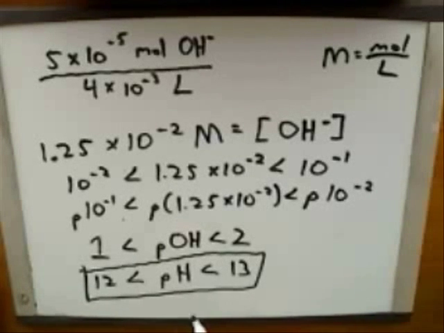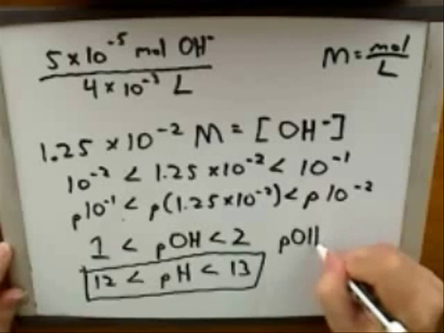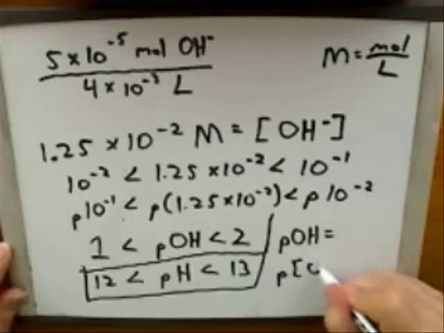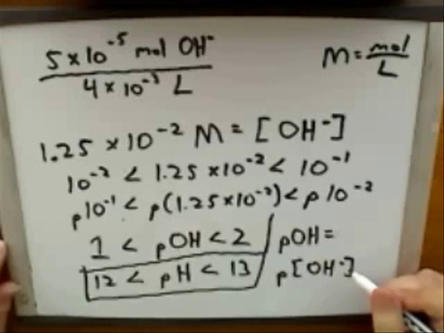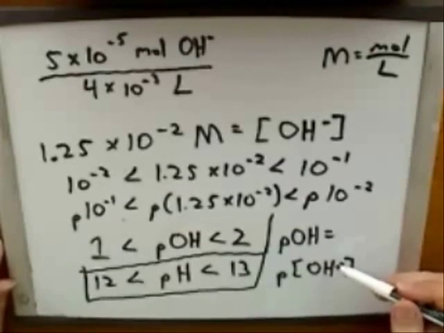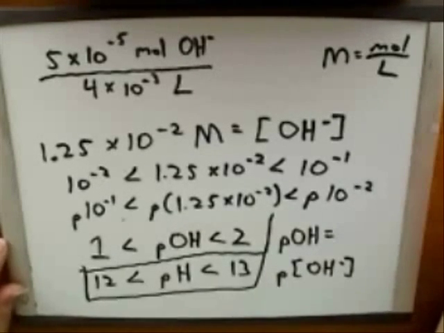As we would have expected, we ended up with a basic solution because we ended up going past the equivalence point. We've added more than enough equivalents of base to cancel out all the acid and still have some base left over. So again, the key thing here is that in order to figure out the pOH, you have to remember that when people use the symbol pOH, that's just shorthand for the P of the hydroxide concentration. The way to find the pOH is to find the P of the hydroxide concentration, which means you need to use a number that's in moles per liter. You can't just use a number that's in moles.